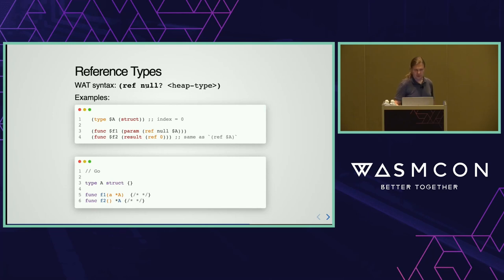So reference types. Well, of course, heap types are not used directly. They are used as references. And again, we see a very simple type defined here, and we see two references using that type. First is a parameter to function F1. It's a nullable reference. And the second is a non-nullable reference to the same type as a result of function F2. Again, the second listing shows us how this looks in something like Go.